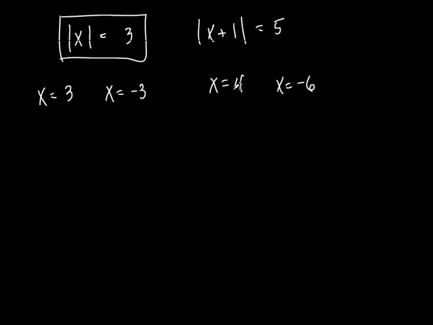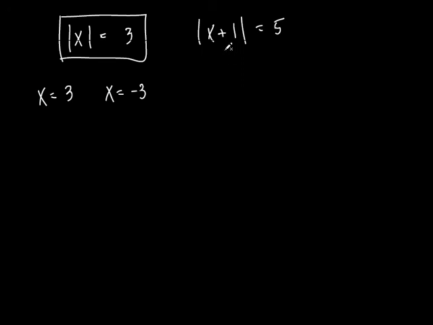Plug them back in and see. 4 plus 1 is 5. Absolute value of 5 is 5. Excuse me. What if you put a negative 6 in there? Negative 6 plus 1 is negative 5. What's the absolute value of negative 5? It's positive 5. So both of these actually work, don't they? I'm going to push this. I'll tell you what. Let's just erase it. You remember what the numbers are, right?